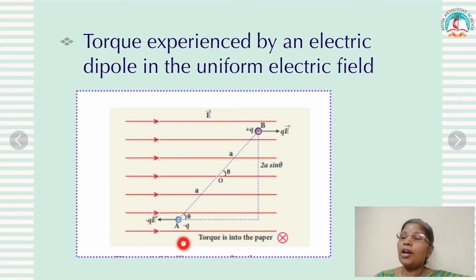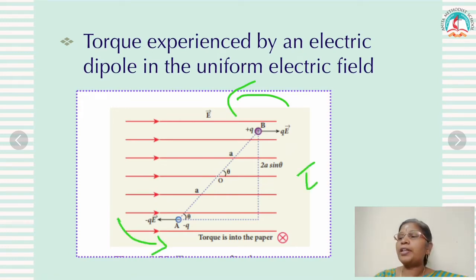What is a dipole? Two equal and opposite charges separated by a small distance 2a. Now this dipole is kept inside the uniform electric field. The forces minus QE and plus QE are acting here. Then the lines of action are not coincident, which means that constitutes a couple. What is a couple? It is a turning effect.